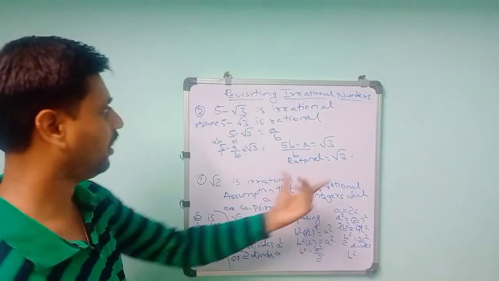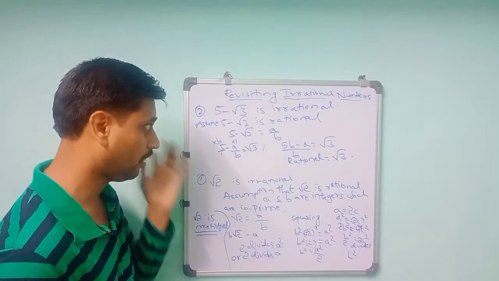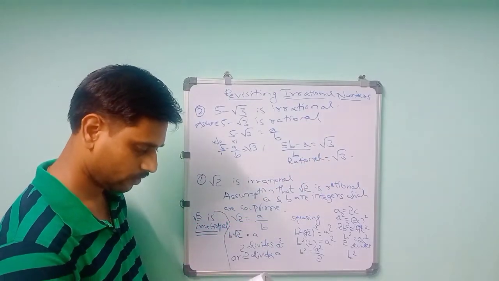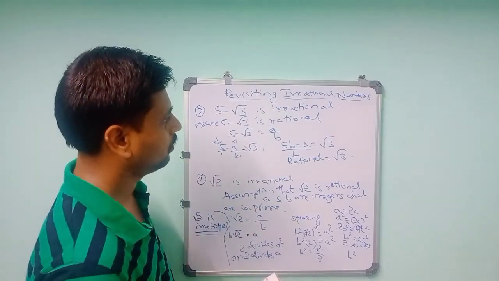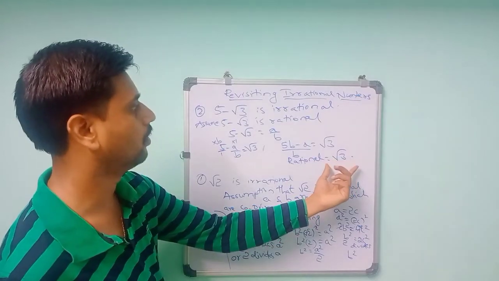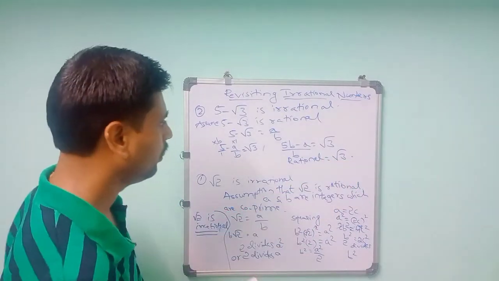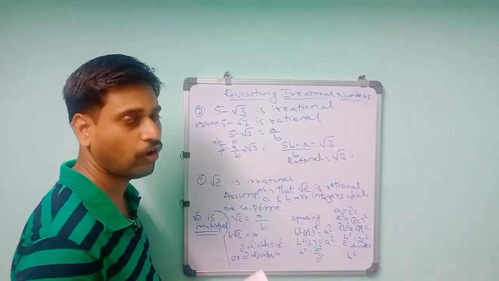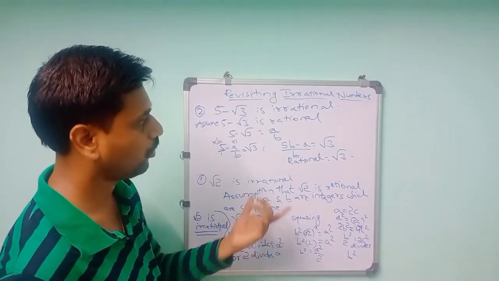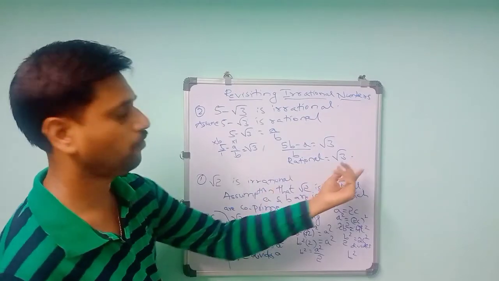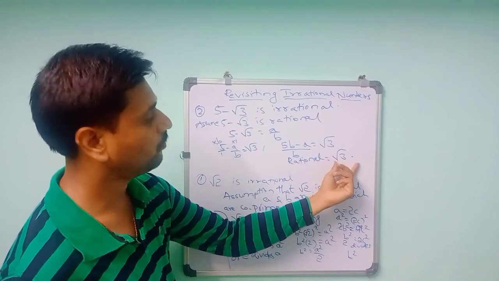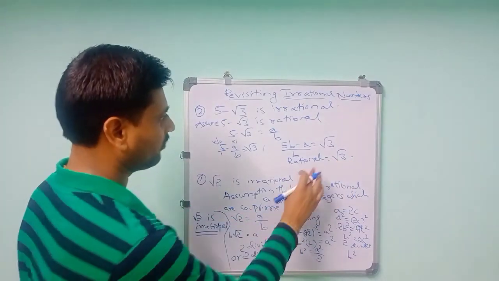But according to ours, root 3 is irrational, as you know, because it is non-terminating, non-recurring. So root 3 is irrational. It is not in the form of p by q, and it is a prime number inside the square root.